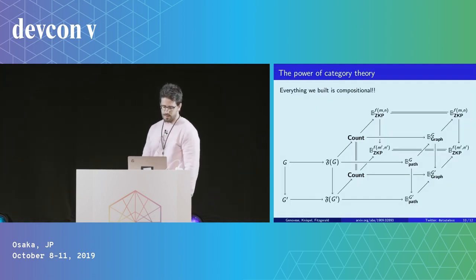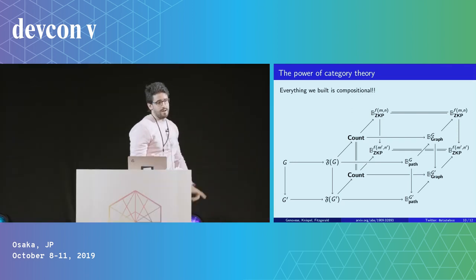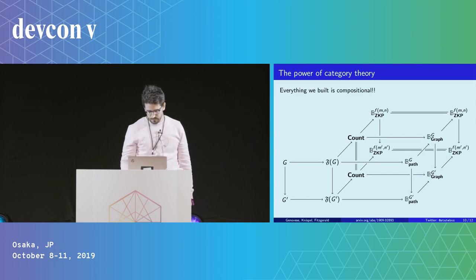So basically, you see in this huge diagram, you start with graphs on the left. Then you calculate this free category thing. And then there are different kinds of things that are related to zero knowledge proofs. And the idea is that if you morph the graph down there, you can basically traverse this diagram in any way you want. It doesn't matter which path you take. The only thing that matters is what is your starting point and your end point. And this is exactly what category theory is about.